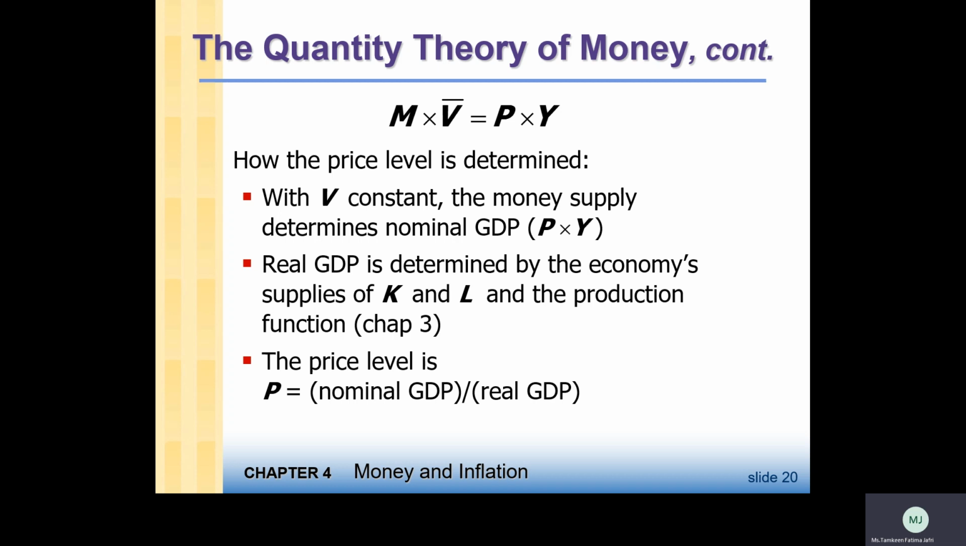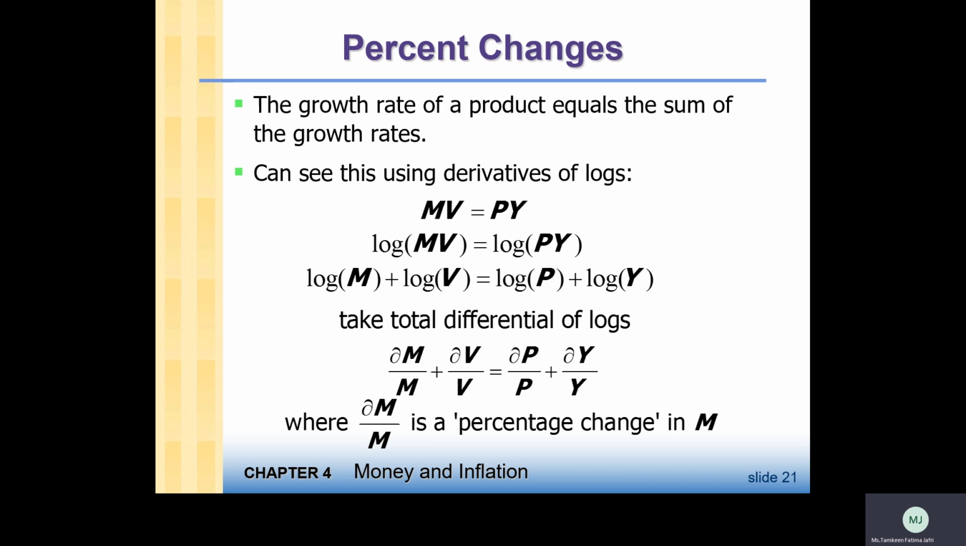This is again an explanation of the quantity theory. The objective of the quantity theory is to determine how the price level is determined, or how inflation can be explained by this particular theory. Velocity is assumed to be constant. Y in this particular case is going to be determined by the production function. Now, if we assume the production function is constant, then Y will also be assumed to be constant. So this equation that you see here can be converted into percentage form.